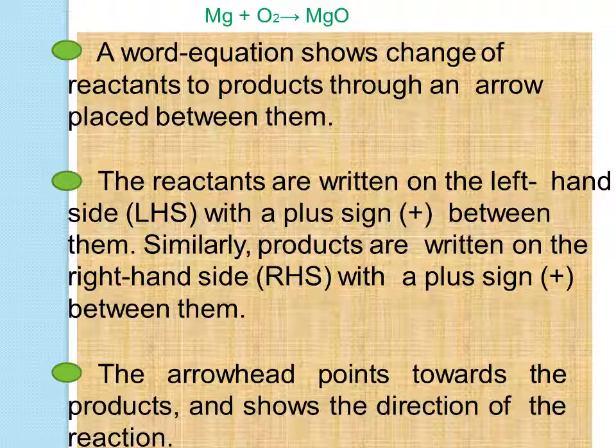Okay, a word equation shows the change of reactants to products through an arrow placed between them. Right? The reactants are written on the left hand side and products on the right hand side, and if two or more reactants and two or more products are there, then these are separated by using a plus sign between them. The arrowhead points towards the products and shows the direction of the reaction. Where the arrowhead is facing, the products are formed in that direction. For example, Mg plus O2 forms MgO. Here the arrow is facing towards MgO, so MgO is formed if you mix magnesium with oxygen under some conditions.